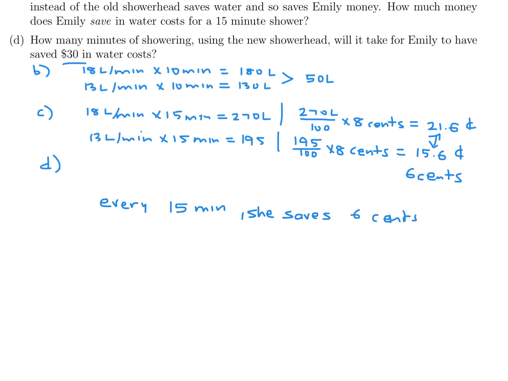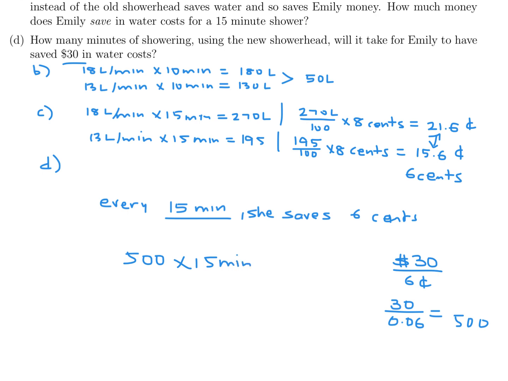So $30, if you do a little calculation on the side, $30 divided by 6 cents is basically 30 divided by 0.06, which is 500. So she would have to have 500 of those 15-minute showers, or 500 times 15 minutes. So that is going to be 7,500 minutes of shower time that would result in a cost saving of $30.